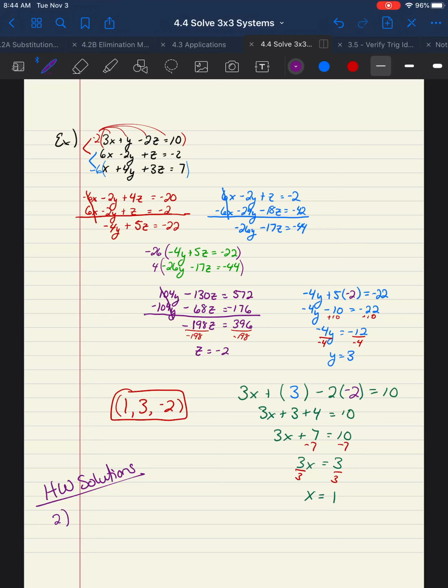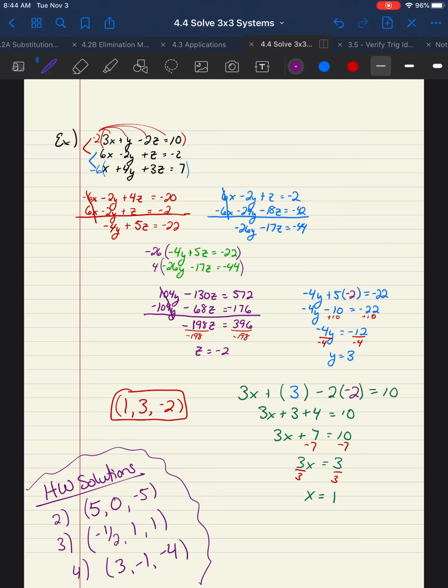So, number 1, you're just checking if a question is an answer or not. Number 2, you should get 5, 0, negative 5 as your triple. 3, you should get negative 1/2, 1, 1. And on number 4, you should get 3, negative 1, negative 4. Okay, and why I want you to know what the solutions are to your homework is because this is a lot of work, and I want you to check if you've made a mistake early on rather than at the end.